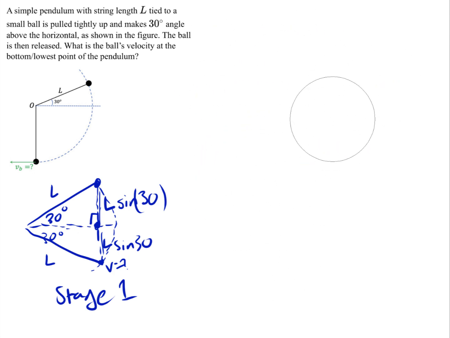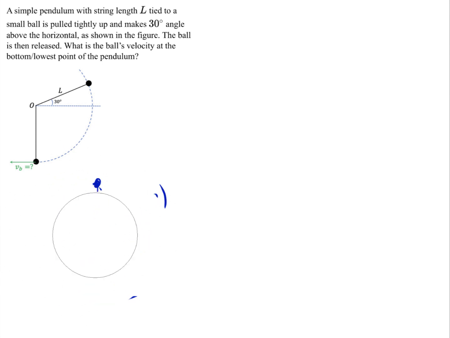So I'm going to rewrite this over. I'm going to erase this diagram since we can draw a new one for the second stage. So the velocity after free fall is equal to the square root of 2 times the gravitational acceleration times the length L.